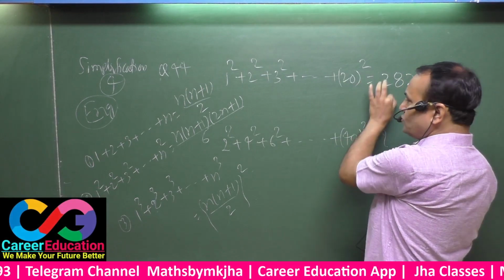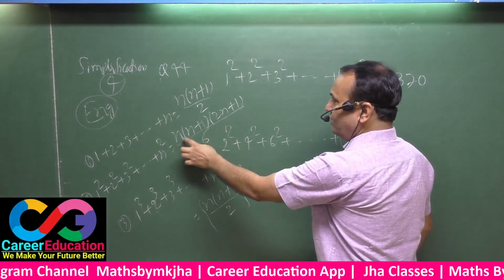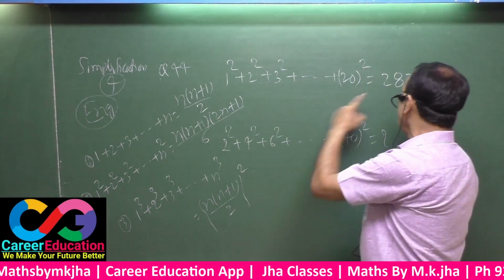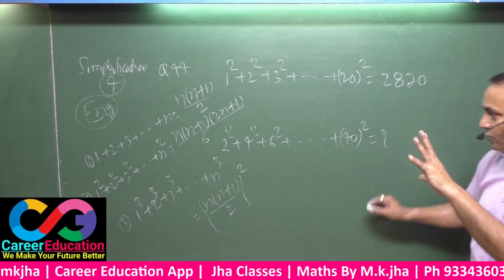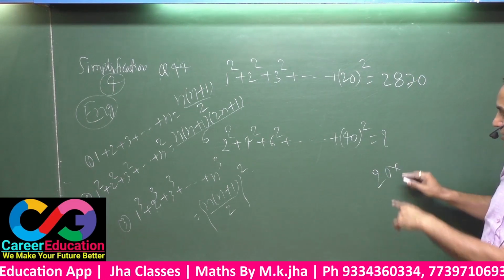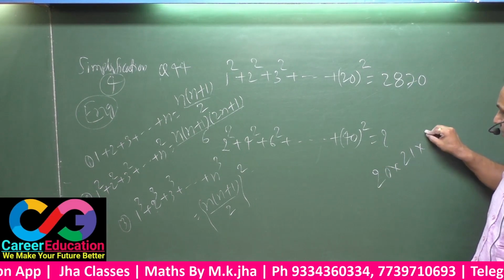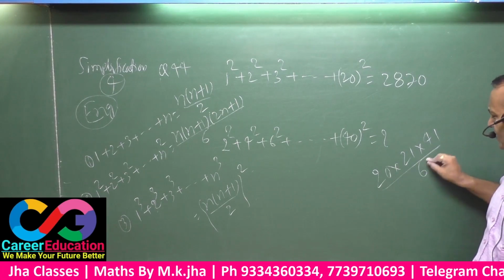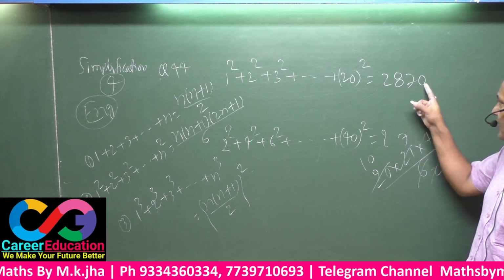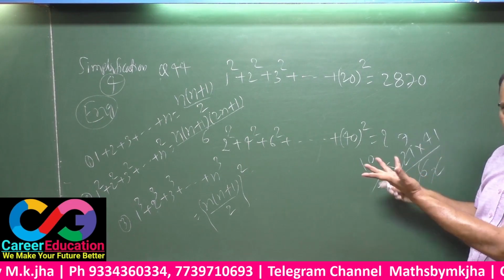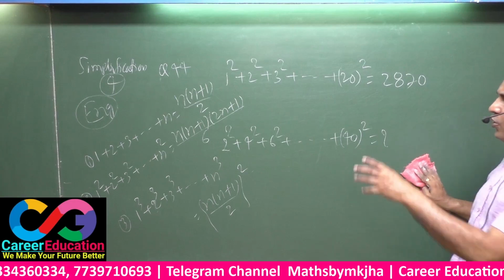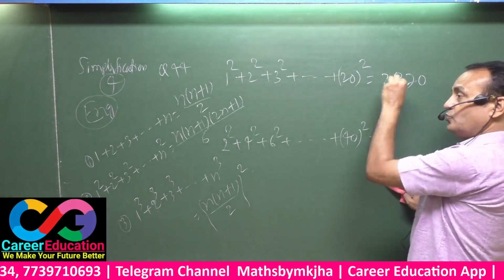If this is equal to what? Certainly n equals 20. So 20 into 21 into 41 by 6 equals 2870. You can see here 20, 21, 41 by 6: 3 twos are 6, 3 sevens are 21, 2 tens, multiply 7, 7 fours are 28, 10. Okay. That means sometimes the question setter asks you only this.